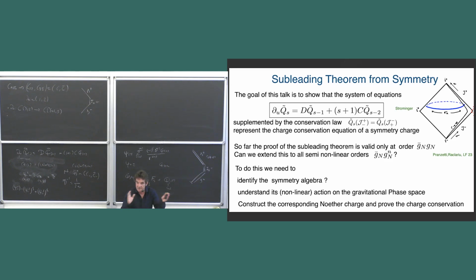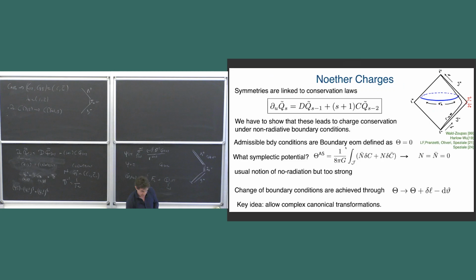I just have this charge aspect, and they satisfy this evolution equation. So the question is how do we identify the symmetry algebra and how do we understand its nonlinear interaction on the gravitational phase space? If I have that, I have Noether's theorem, and then I can construct the corresponding Noether charge and prove the charge conservation. So these are the three things I want to do, okay? So I'm going to sketch.